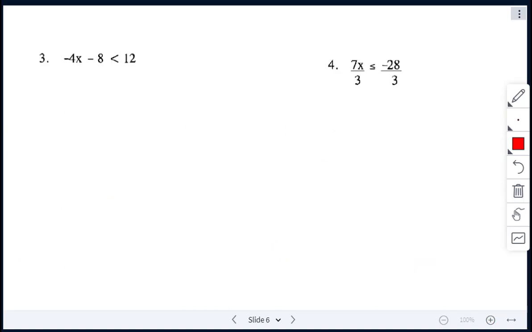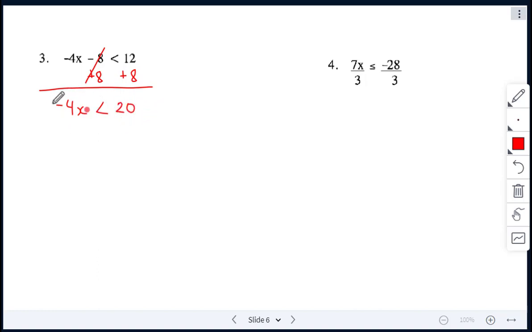All right, so negative 4x minus 8 is less than 12. Our first thing we're going to do here is add 8 to both sides. That leaves me with negative 4x is less than 12 plus 8 here, which is 20.